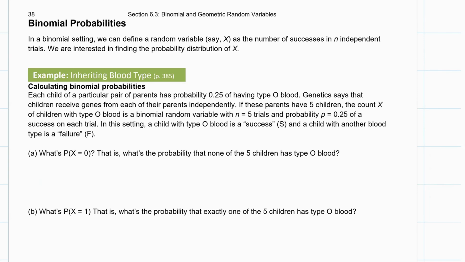Now, what's the probability of zero successes out of the five trials? Well, I'm going to write that down as it's essentially five failures in a row. And the probability of the first failure is 0.75 because the probability of success is 0.25. Probability of failure is 1 minus 0.25, which is 0.75. And the second and the third and the fourth and the fifth, each of them has probability 0.75 because they're all failures. So we could say that this probability is 0.75 to the fifth power.